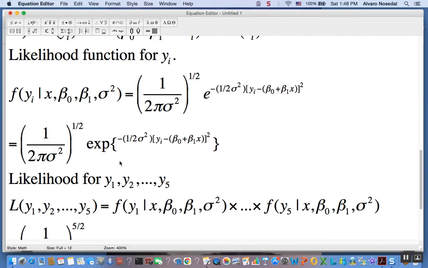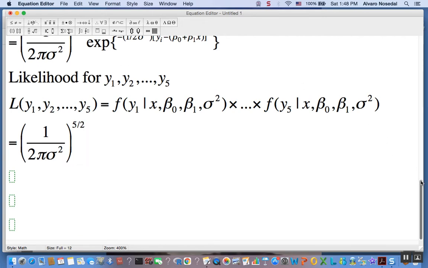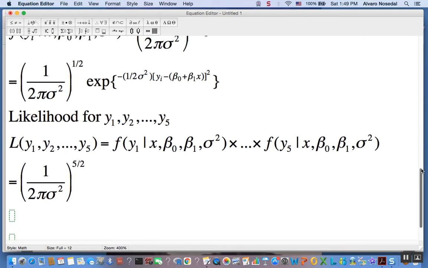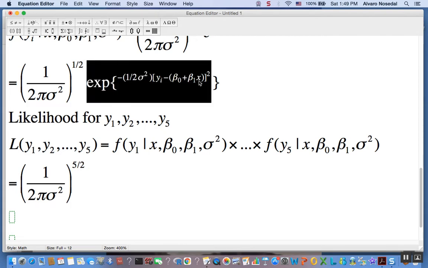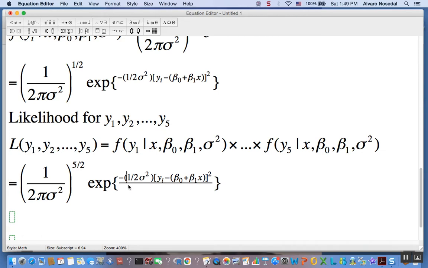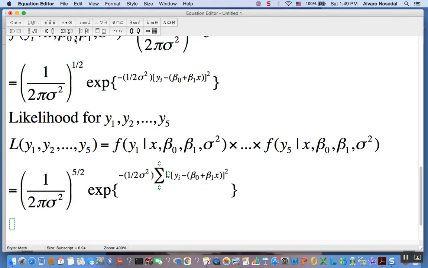Now this guy here, we have five terms like this, so we have an exponential, so it's going to be just the sum of these exponents when we do the multiplication. So let me copy and paste this guy, and note that this is a common factor to all those terms, so what we end up with here in the exponent is just the sum of five terms that look like that, right?